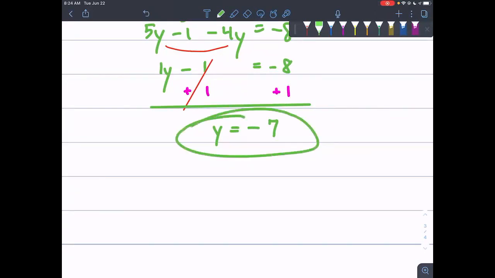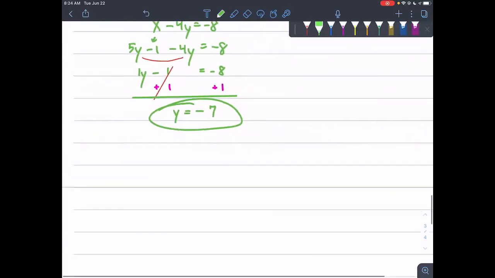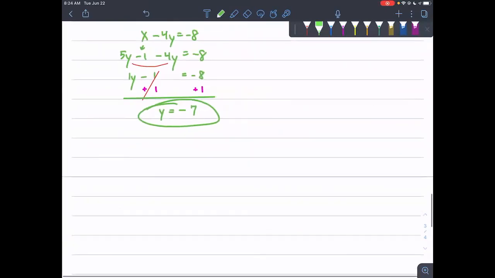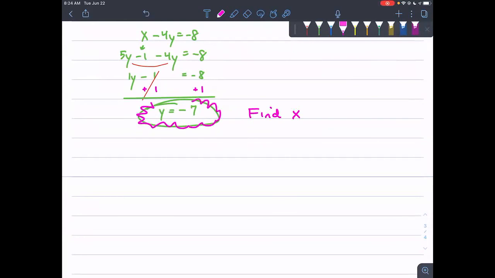That look good? Are we done? You might be tempted to put in -7 as your answer, but we still have to find x and then put it in an ordered pair.